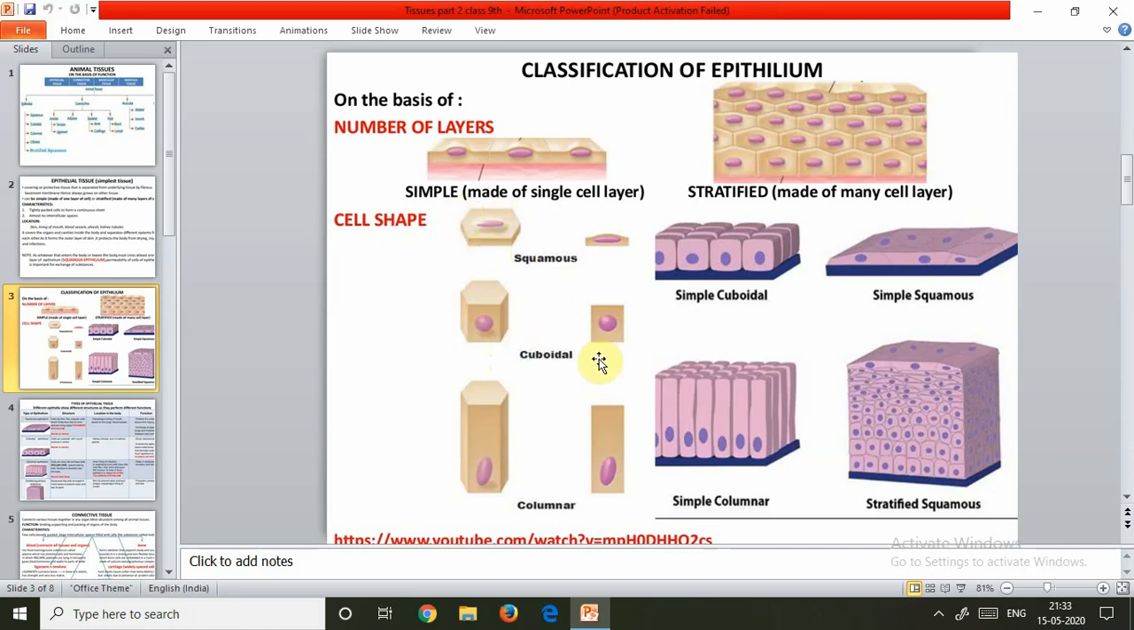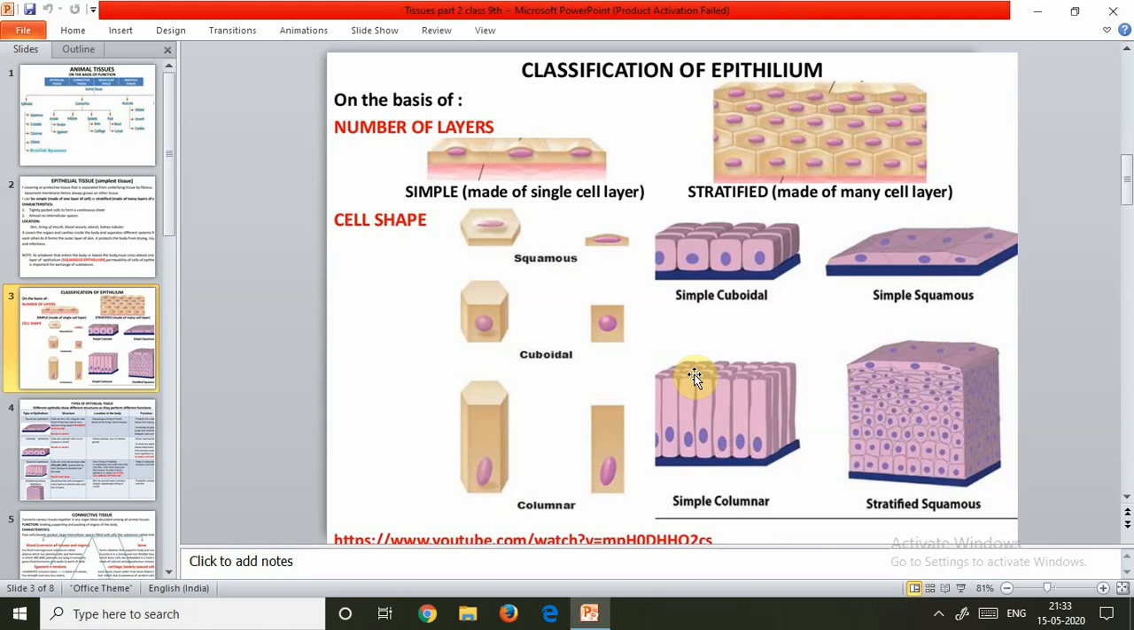This is cuboidal and this is the columnar. It is a 3D picture, and from the outside they are represented like this. When present all together, you can see how they are arranged, and the presence of many cell layers is called stratification. So first is the squamous epithelium.